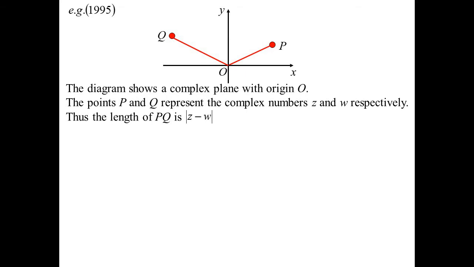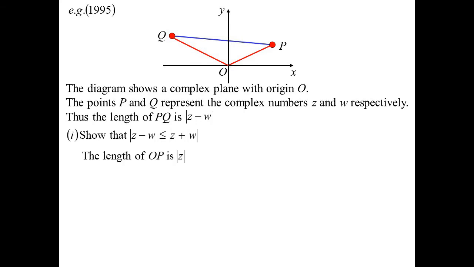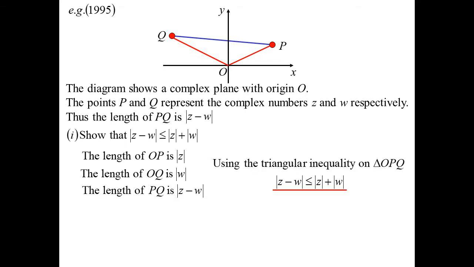Here's a very old HSC question, 1995. We were presented with this diagram. It basically is what we just looked at, the triangle inequality. They want us to show that the magnitude of z minus w is less than or equal to the magnitude of z plus the magnitude of w. So I'll join P and Q, and basically I'll just write down. Well, I know the length of OP would be the modulus of z, length of OQ would be the modulus of w, and the length of PQ, well, I'll go z minus w because I'll match what they've said in the question. And then I can say, well, look, by the triangle inequality, then this must be true.